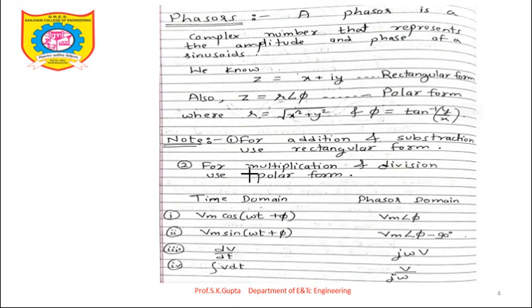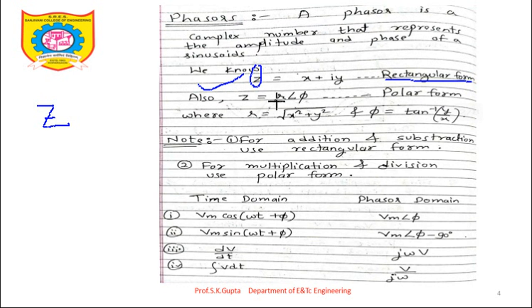Okay, so we know that there are two forms of complex number. The first one is z equal to x plus iy. This is the rectangular form. Another form is z equal to r angle phi, and this is the polar form, where z is one complex number. So the rectangular form is x plus iy and the polar form is r angle phi.